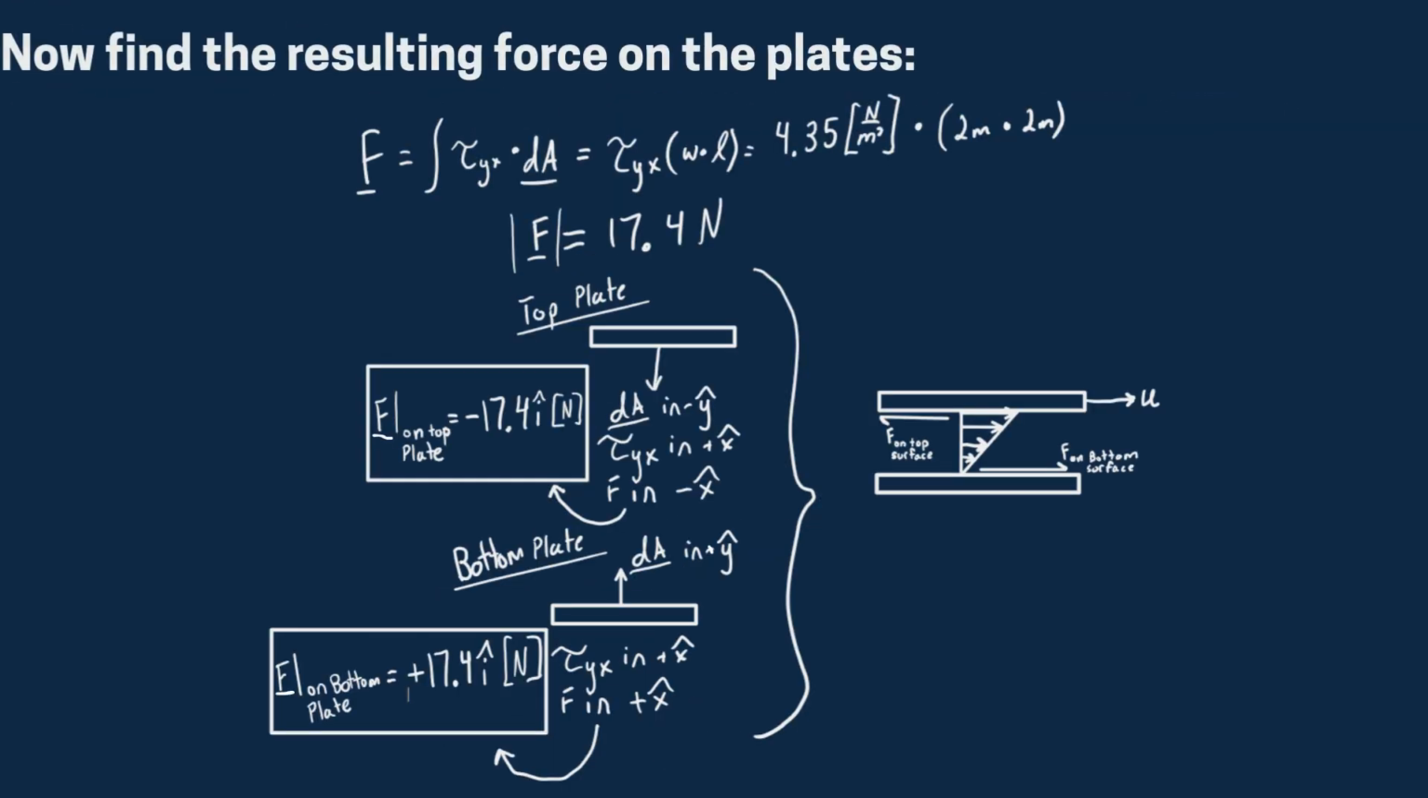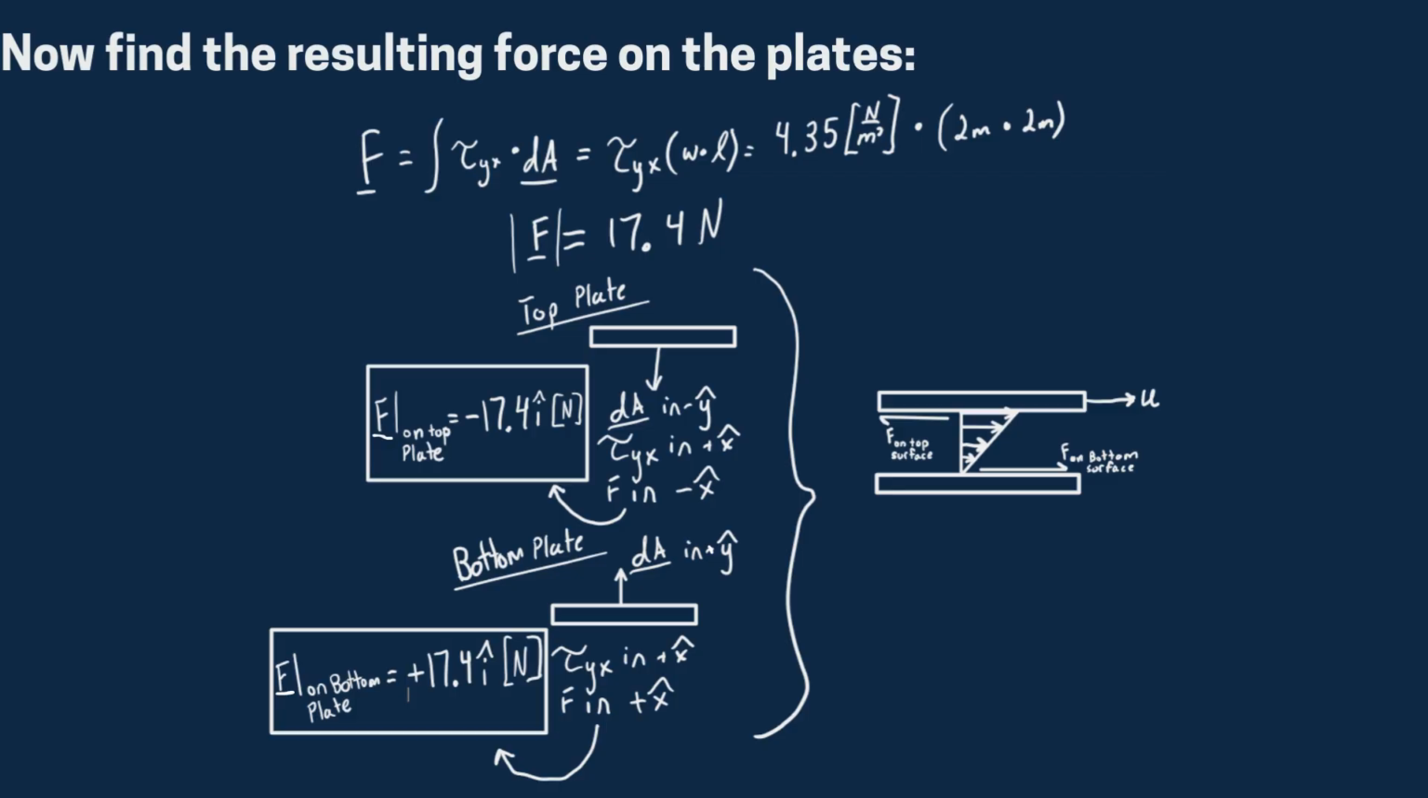Now, we must determine the resultant force on each of the surfaces. As previously discussed, we must integrate the shear stress over the wetted surface area. Since each surface shares the same wetted dimensions, they also share the same magnitude of force. The math in this case was very simple. The integral becomes tau times the wetted area, which resulted in a force of 17.4 newtons. However, the directions are different due to the normal directions of the surfaces. Since the normal direction of the top plate surface is negative while the shear stress is positive, the force must be negative. For the bottom plate, both directions are positive, which leads to the force also being positive.